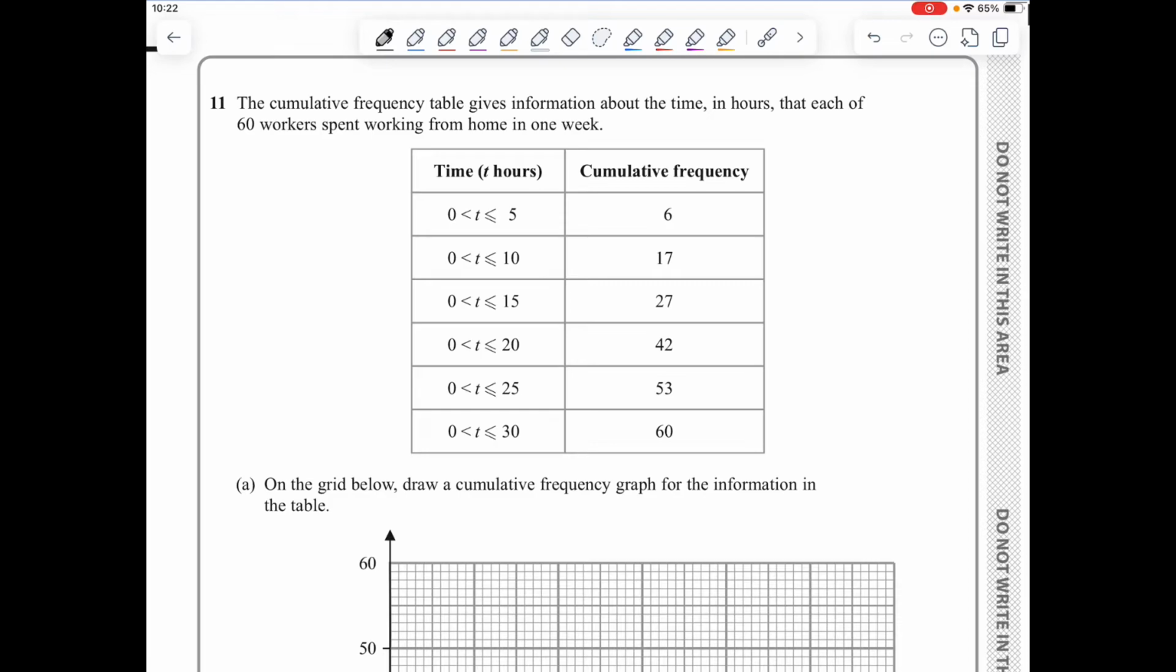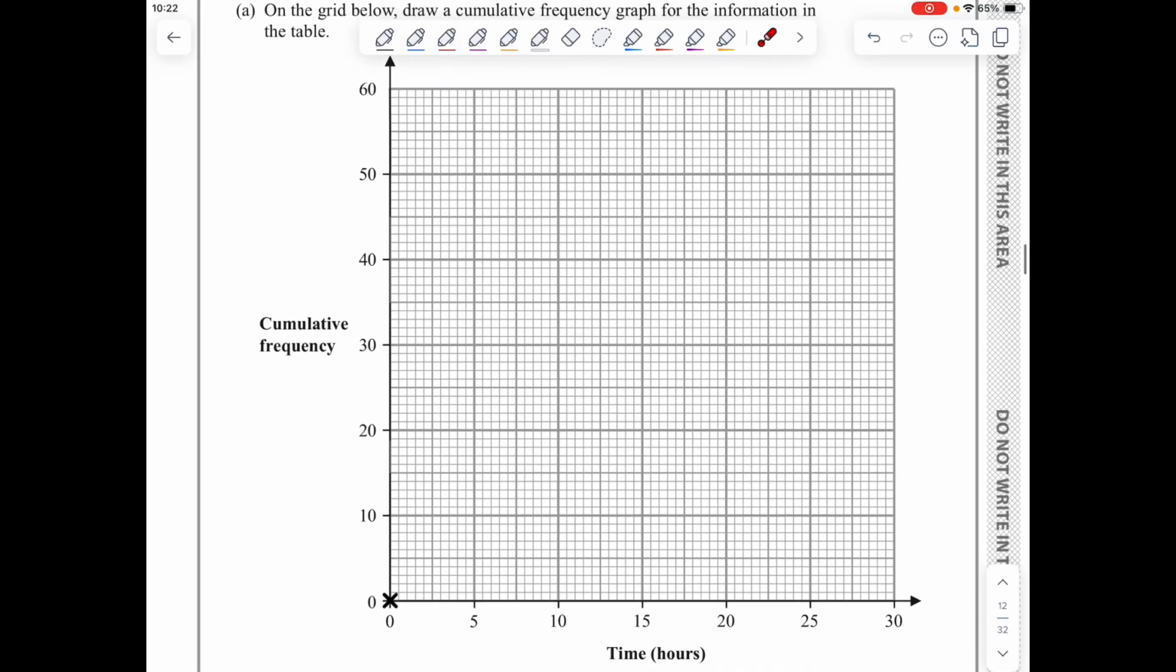For question 11, I have to draw a cumulative frequency graph. Now, the upper bounds of the time would be the x coordinates, and the cumulative frequencies will be the y coordinates. Notice that all the times start from 0, so I'll connect my graph to the origin. And now that you have plotted the points, you can join them using a smooth curve or using line segments and your ruler. I always prefer the line segments and the ruler.